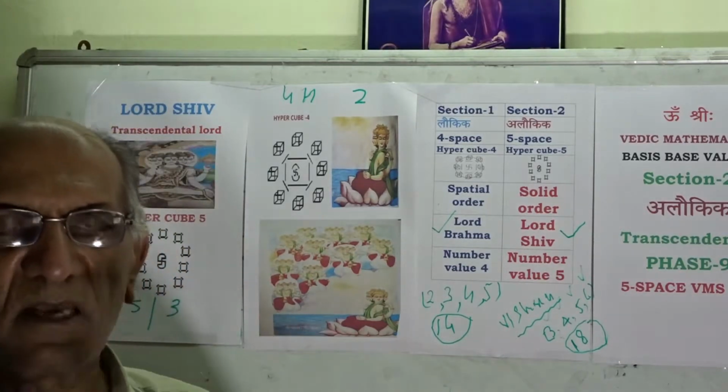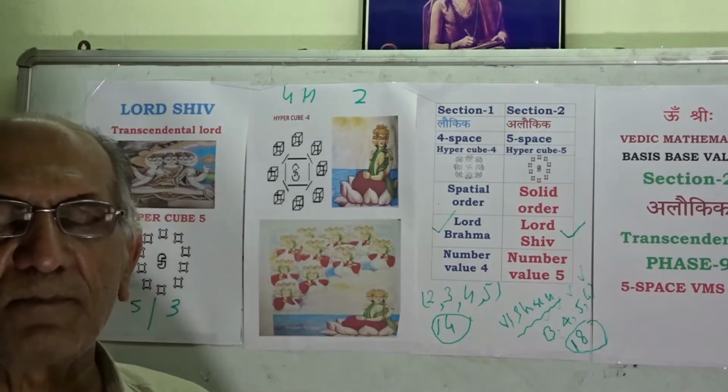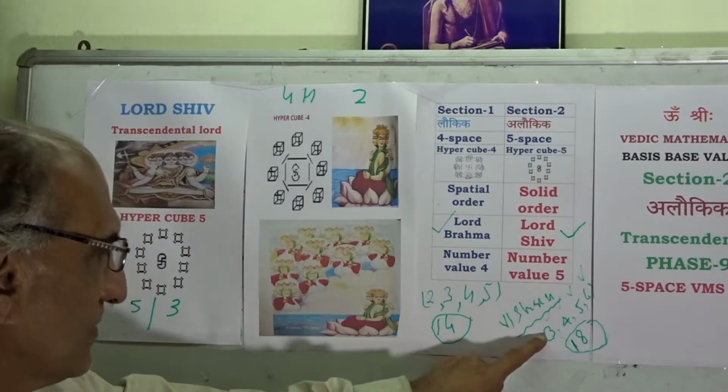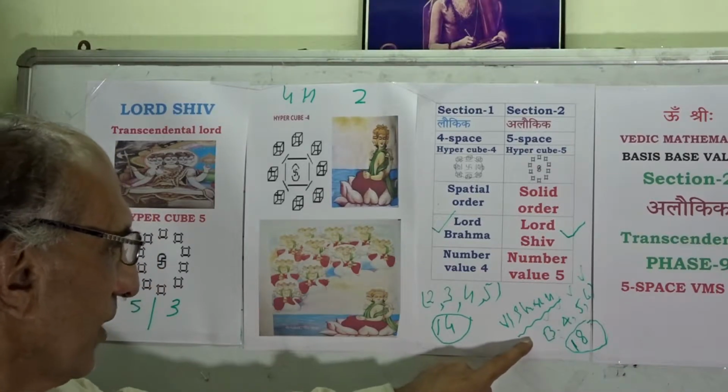Therefore, 3-space plays the role of the dimension of hypercube 5. So, first fold 3 is parallel to 3-space, and it is playing the role of the dimension fold.